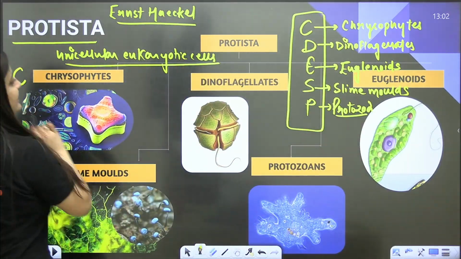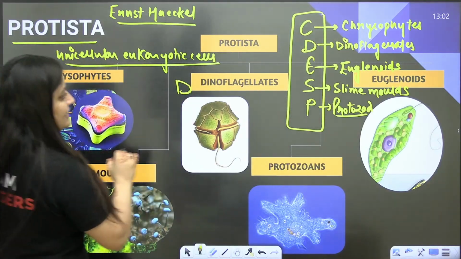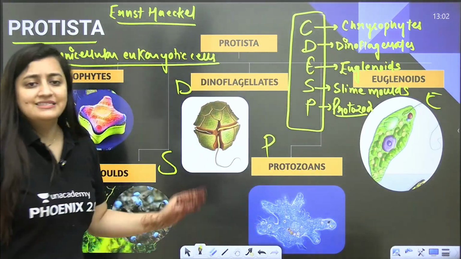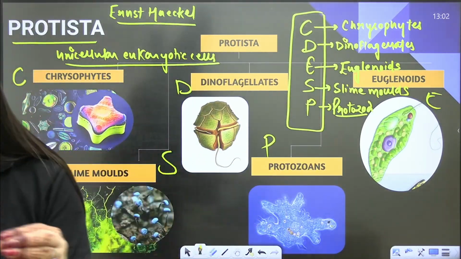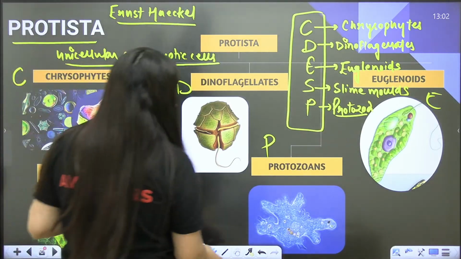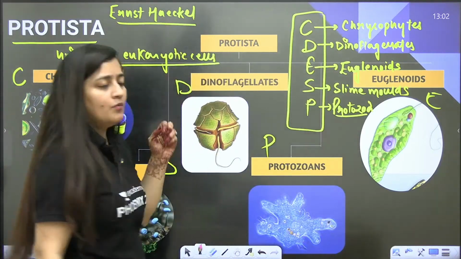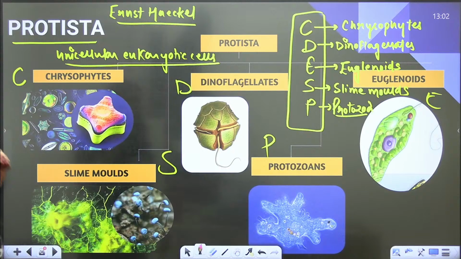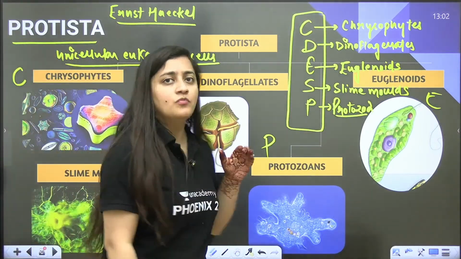The trick is C, D, E, S, P, right? CDESP. So please write the CDESP in the chat section quickly. Chrysophyte, dinoflagellate, euglenoid, slime mold, protozoa.